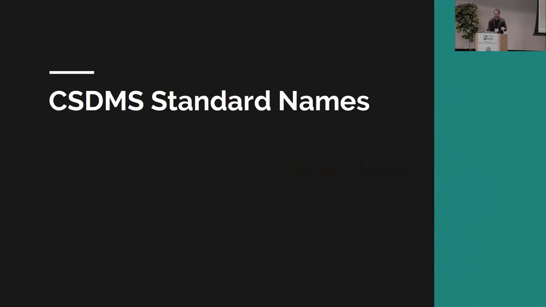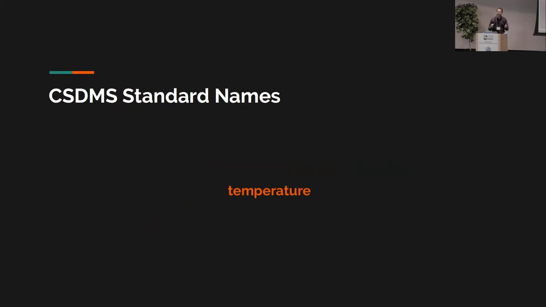Let me try to motivate this a little better through an example. Let's say I have a model that models something in the atmosphere and one of the output variables is temperature. Great, right? Is that surface temperature, dry bulb temperature, or is it virtual temperature? Maybe it's potential temperature. Is it at 3 meters? No, it's at the surface. Maybe it's at 10 meters.